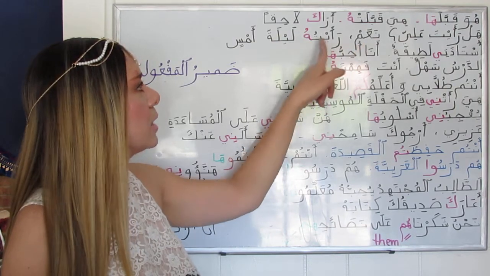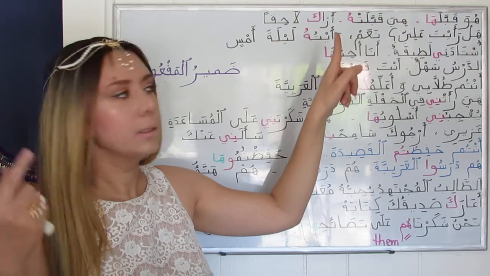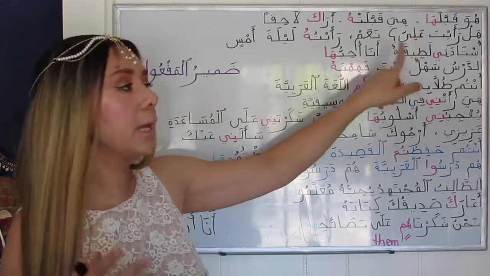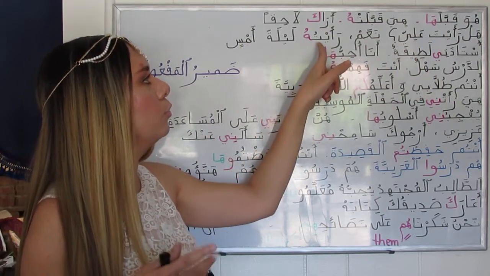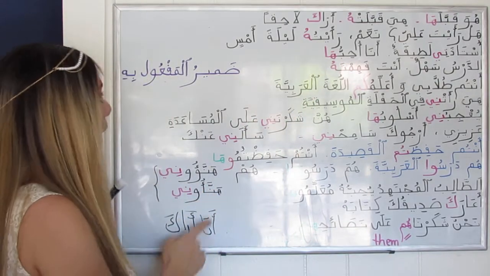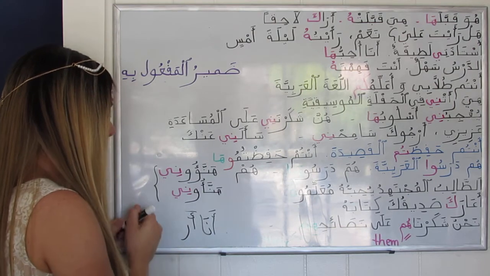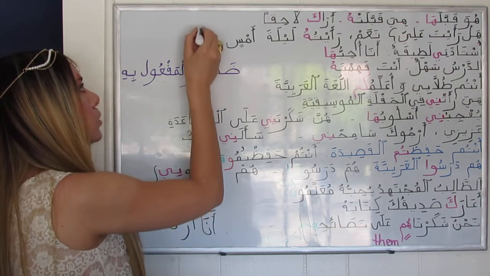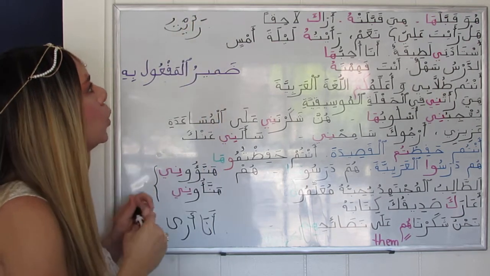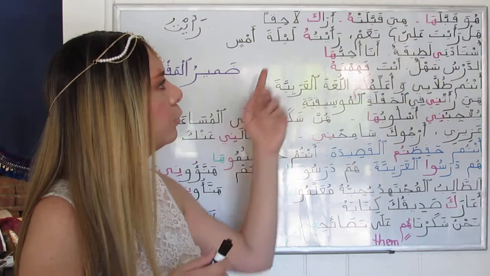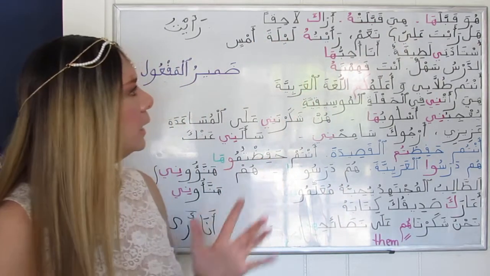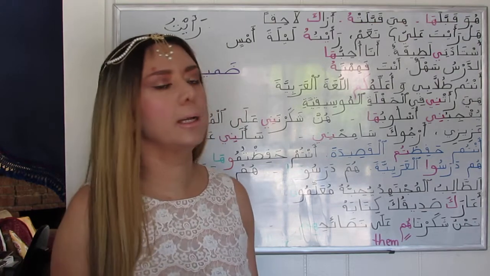I saw him last night. So hu is referring to Ali. This is the object of the verb رأى. رأيت, I saw. أنا أرى is in the present tense. أنا رأيت, past, first person. رأيت hu, and you attach the hu referring to Ali. I saw him last night. ليلة أمس, or yesterday night.